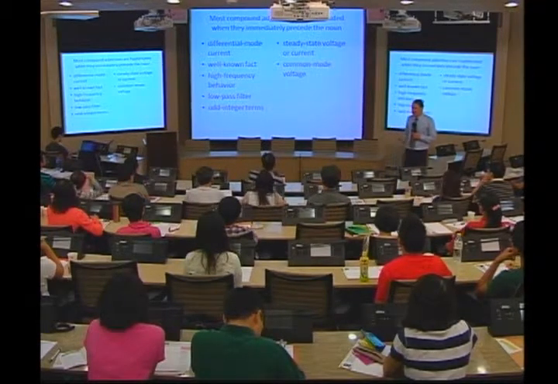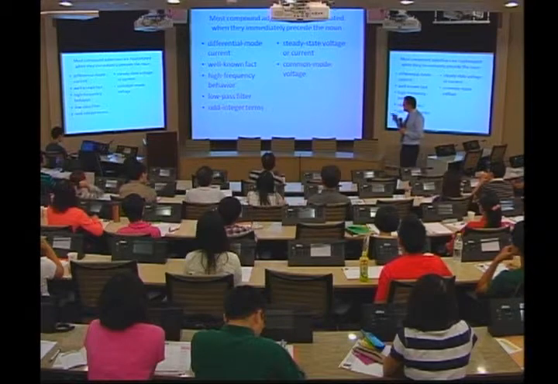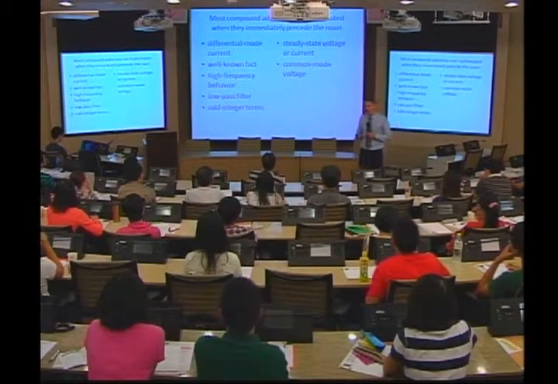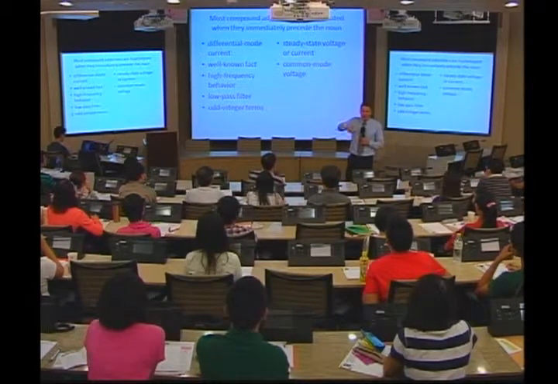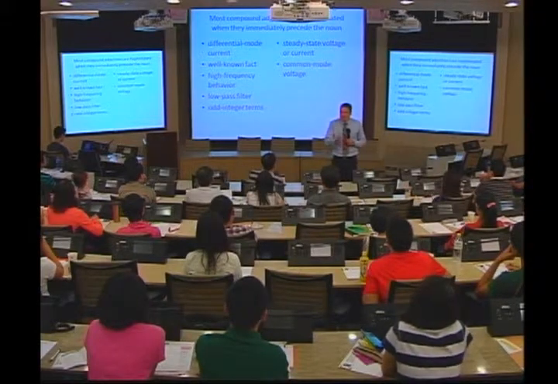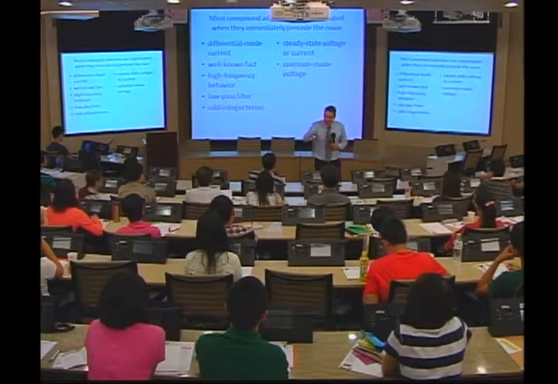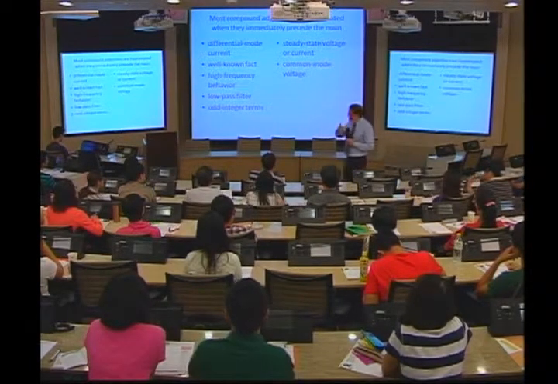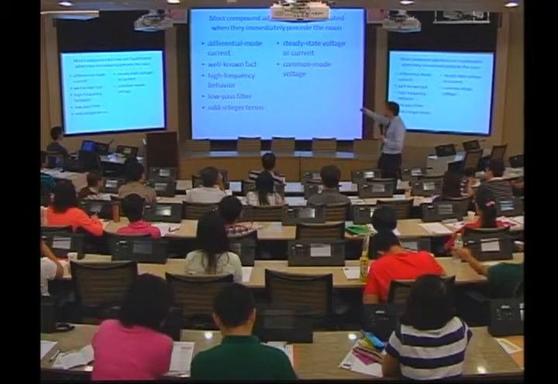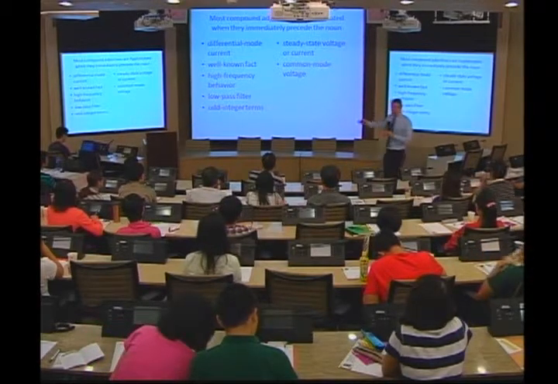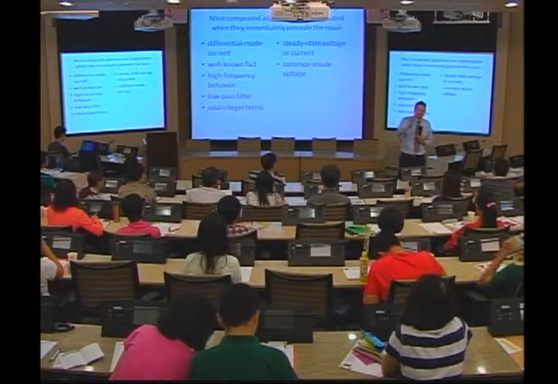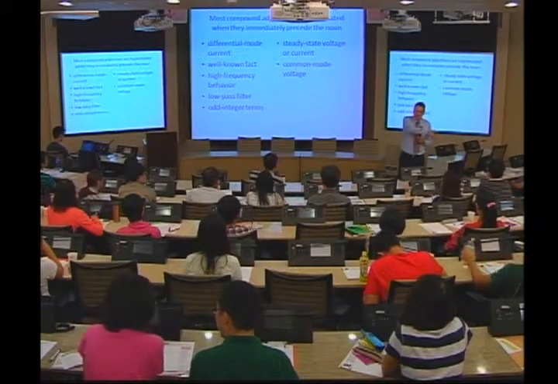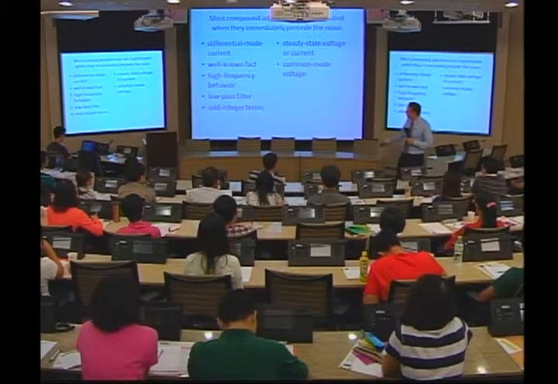Most compound adjectives must be hyphenated if they immediately come before our noun. Compound adjective means two adjectives together to describe the same noun. When we put two adjectives together before the noun, most of the time we will hyphenate them. Examples: differential mode current. Differential and mode are both describing current. They're both coming before my noun, thus they must be hyphenated.